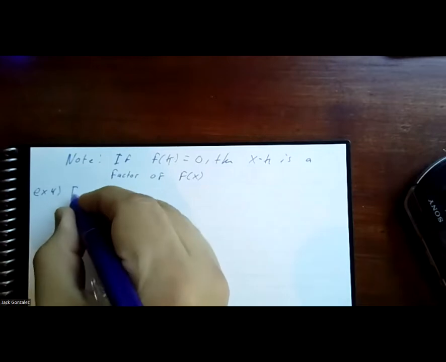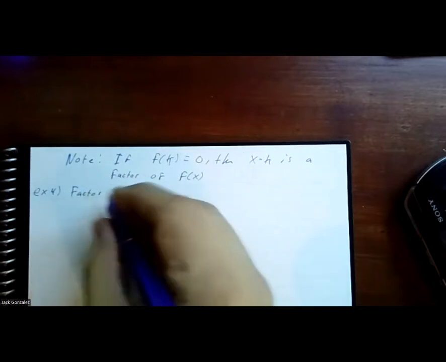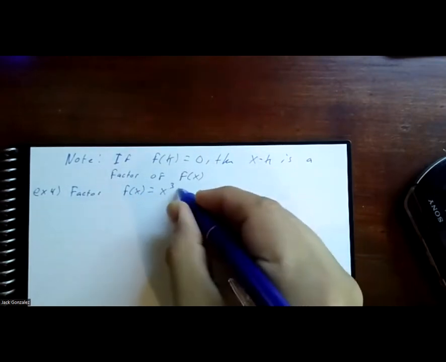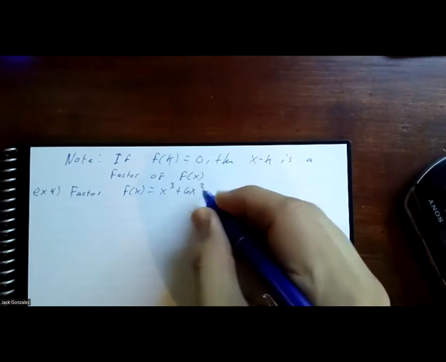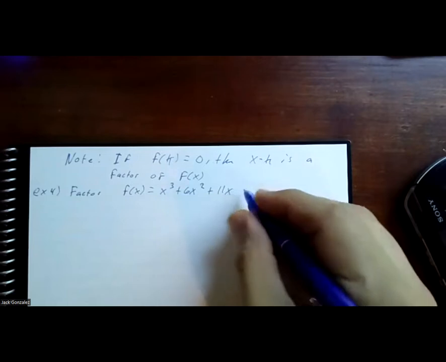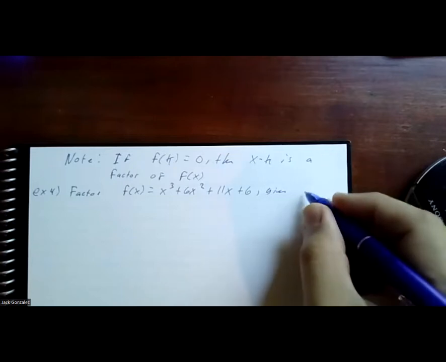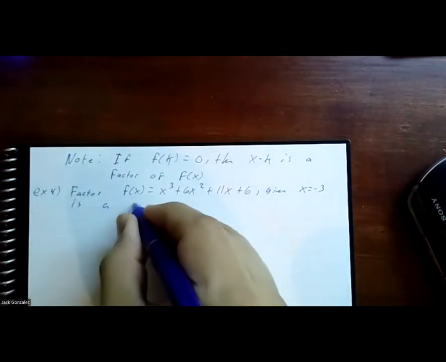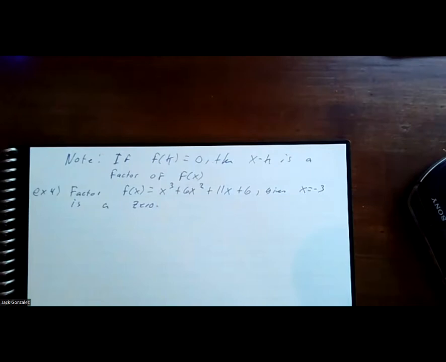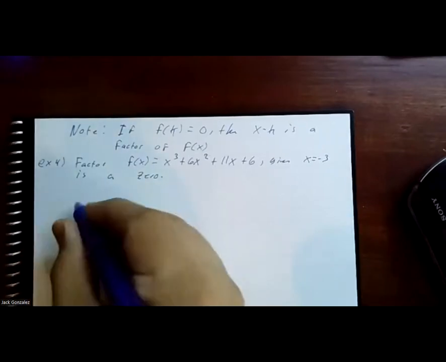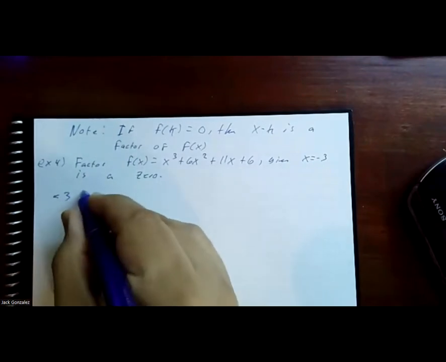I'm going to shorten up the question. Factor f of x. I'm going to rewrite it too, just so it's clear. So factor this guy given that x equal to -3 is a 0. So we know that this is going to have no remainder. Start straight up from the beginning.